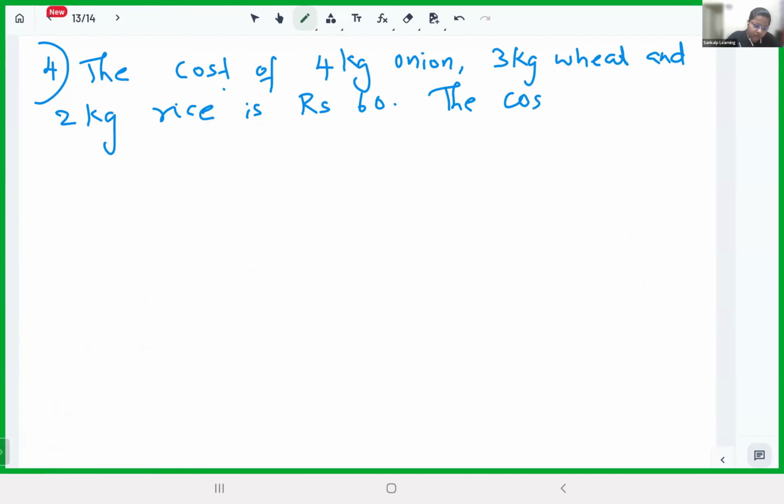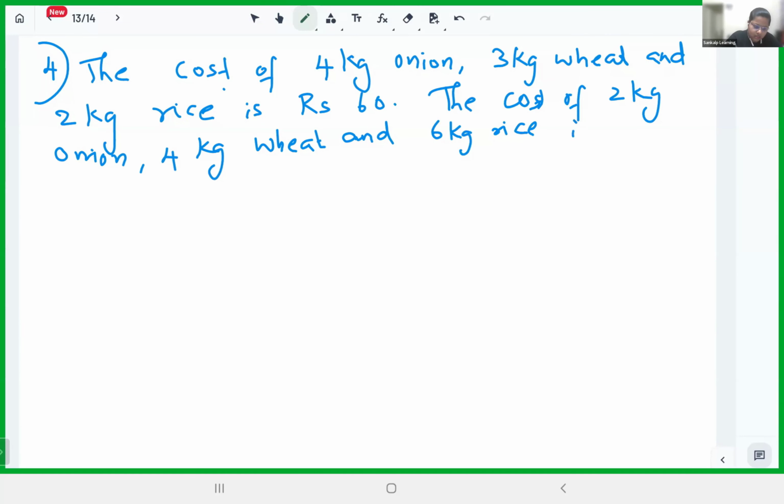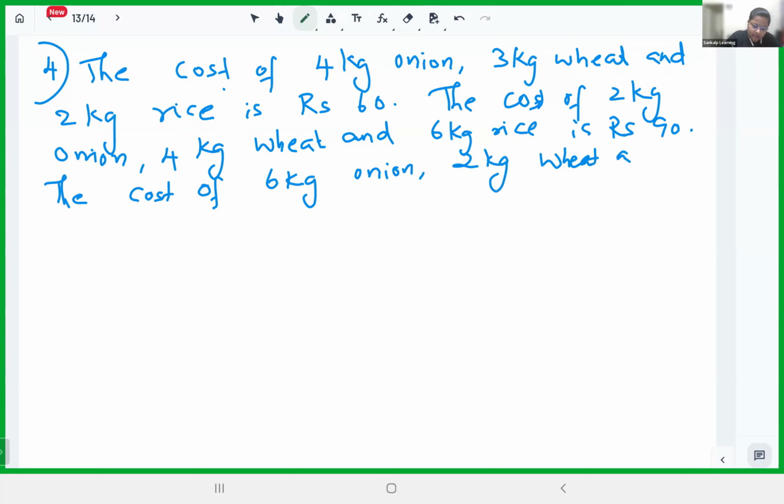The cost of 2 kilogram onion, 4 kilogram wheat and 6 kilogram rice is rupees 90. The cost of 6 kilogram onion, 2 kilogram wheat and 3 kilogram rice is rupees 70.